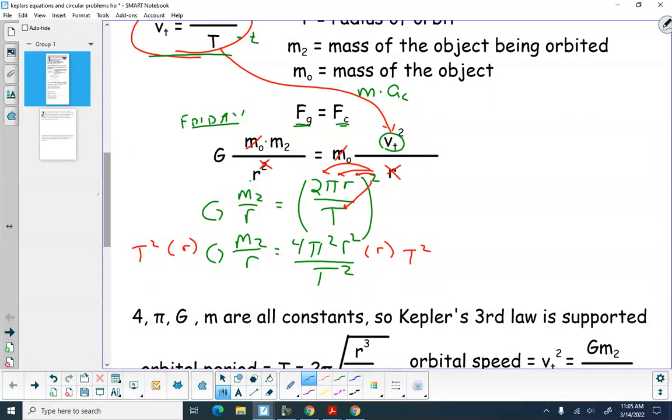Multiplying both sides, I'm going to clear my fractions out here to clean this up a little bit. So I'm going to multiply by the t squareds over here. That will cancel out my t squareds. I'm going to multiply by the r to cancel out these two r's. So what we're left with is t squared G m2 is equal to 4 pi squared r cubed.